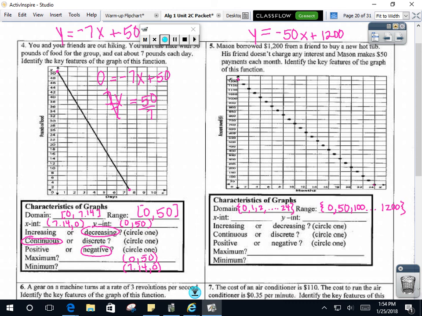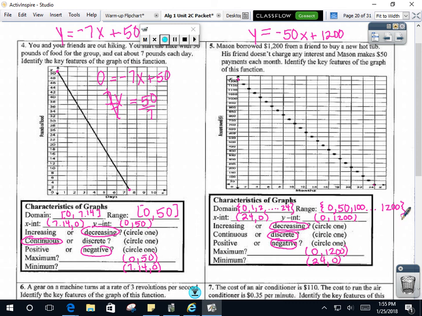Okay, is there an x-intercept? What is it? 24, 0. Is there a y-intercept? Okay, what is it? Right, 0, 1200. Is this graph increasing or decreasing? Decreasing. Is it continuous or discrete? Right, because there's no data in between the points. He only pays him once a month. So there's a point for each month that he pays. It's also negative. What is the maximum point, the highest point? 0, 1200. And what is the minimum point? 24, 0.